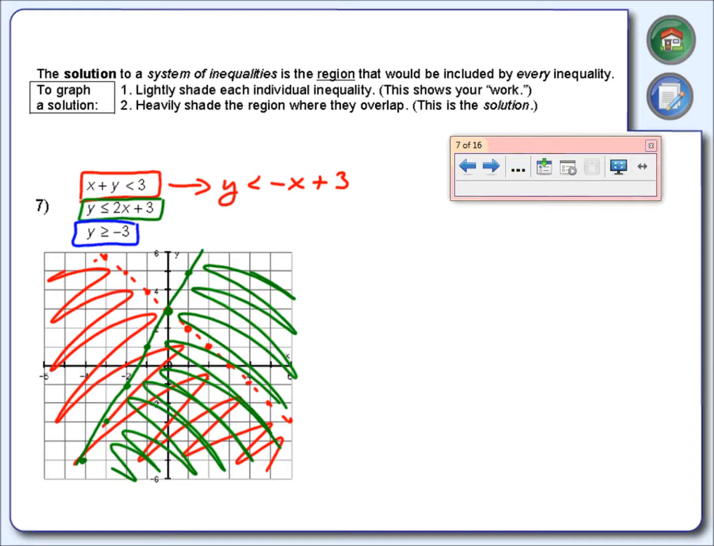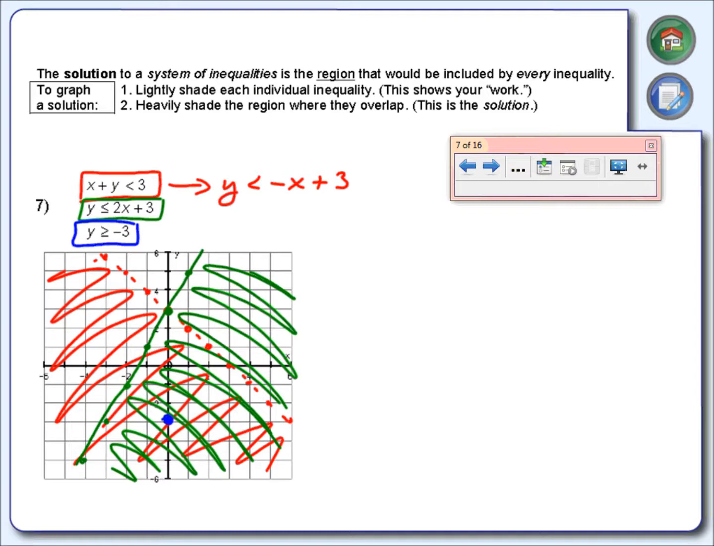What we're going to graph is y is greater than or equal to negative 3. Now notice there's no x on this, which means we have a slope of 0. Anytime we have a slope of 0, we end up getting a horizontal line. So, it's got to go through negative 3. Let's see if we can find it here. Negative 3 would be right here.